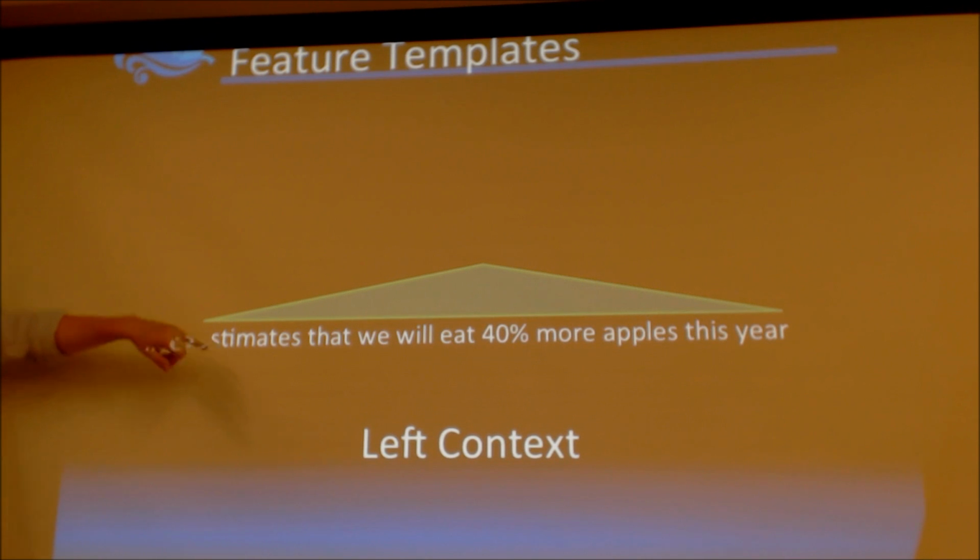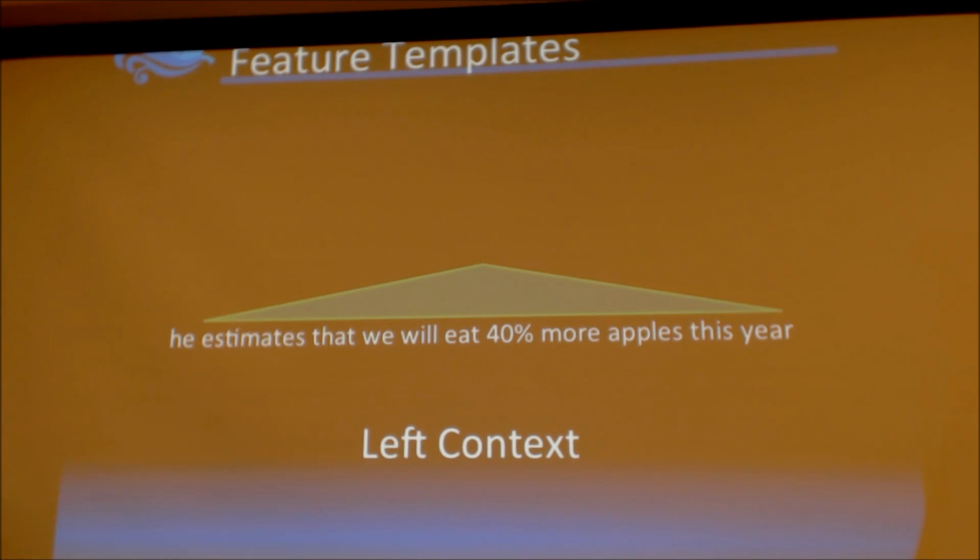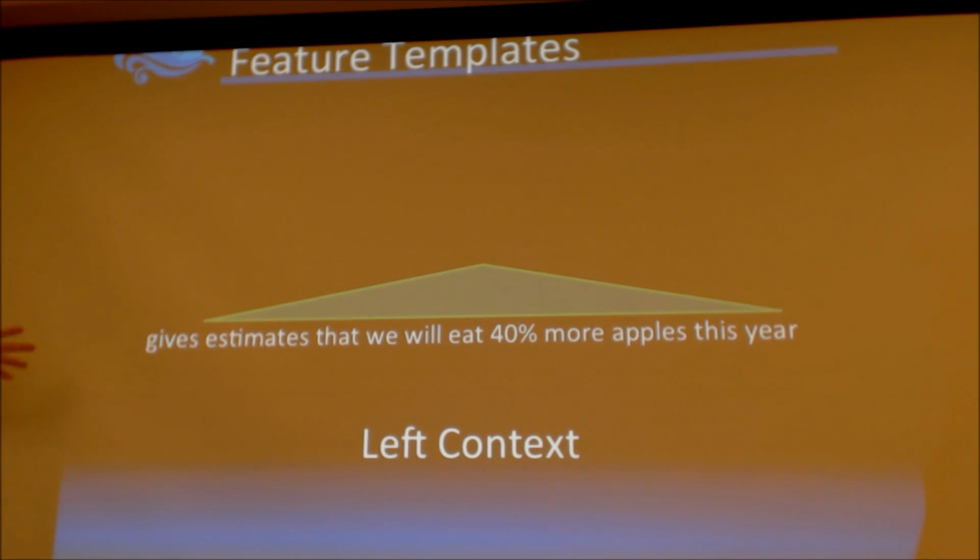If you see the phrase "estimates that we will eat 40% more apples this year," there are two possible analyses of this constituent. One is that it's a verb phrase, and the other is that it's a noun phrase. And the correct analysis depends entirely on what comes before. So if the word that comes before is a noun like "he," then this is going to be a verb phrase, right? He estimates that we will eat 40% more apples this year. If on the other hand, it's something like "he gives estimates that we will eat 40% more apples this year," then that's a noun phrase. And so that's another example of how ambiguity can be very challenging in natural language processing, but we can use context and other kinds of information to help resolve it.